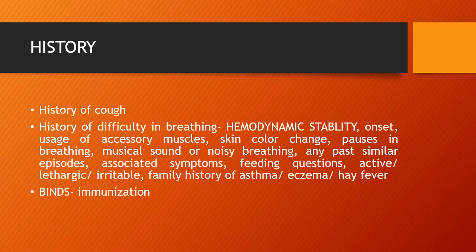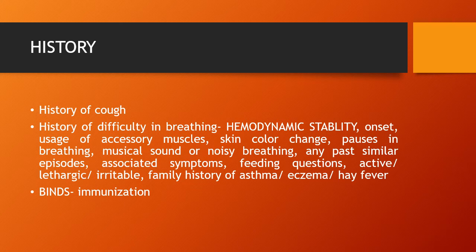So now let's jump on to the history of difficulty in breathing. Again, if you have asked about the hemodynamic stability in the first place, there's no need to ask about it. The next thing is again the onset. How did this difficulty in breathing start? Was it sudden or gradual in onset? Have you noticed the child is making an extra effort for breathing? Have you noticed any skin color change of the child?